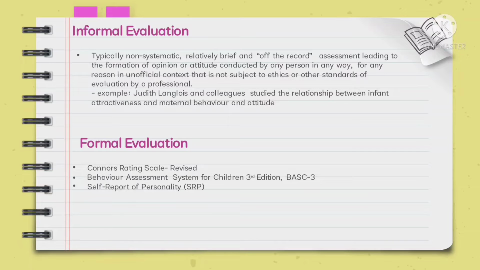Many of these screening instruments, such as the Conners Rating Scale Revised, come in different versions for use through the lifespan, designed for use from preschool through adolescence. Another is the BASC-3, or the Behavior Assessment System for Children, third edition. It utilizes teacher and parent ratings to identify adaptive difficulties on scales ranging from activities of daily living to study skills. And lastly, the self-report of personality, or the SRP.